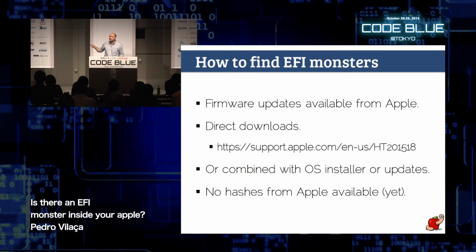You can find the updates from Apple. Apple publishes updates for firmware. For example, to fix my bug, they had to publish an update. You can access on this URL most of the updates, or you can extract them when, for example, a new version, El Capitan, had some firmware updates, some EFI updates. Last week, Apple released also new firmware updates, so you can extract from them. Apple doesn't publish the hashes of those updates. I'm trying to convince them to do this, so we can verify if everything is legit.